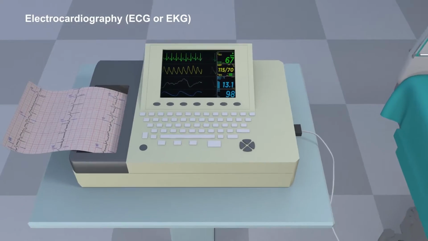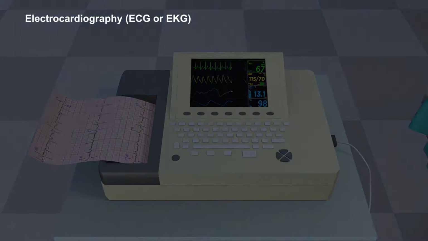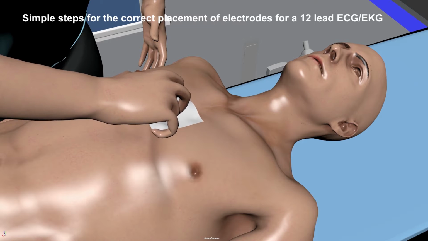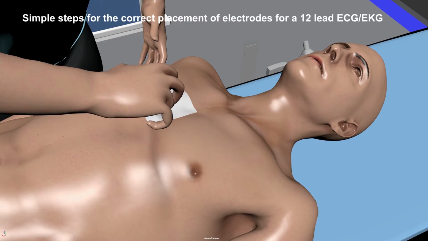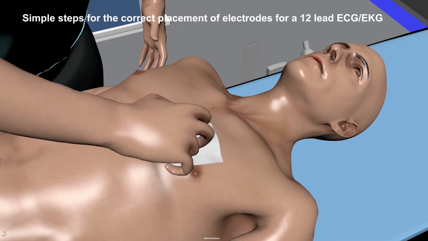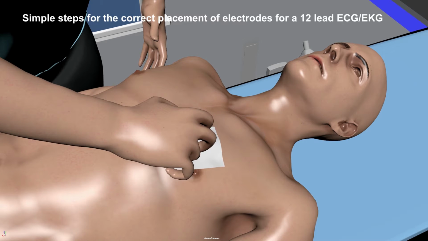Electrocardiography, ECG or EKG. To prepare the subject's skin, wipe the chest area thoroughly with skin cleansing alcohol swabs. This removes any oil that may be on the skin, which can cause a drift in the ECG signals.